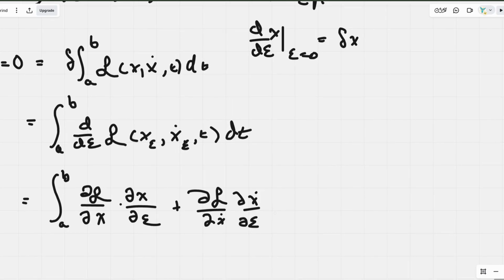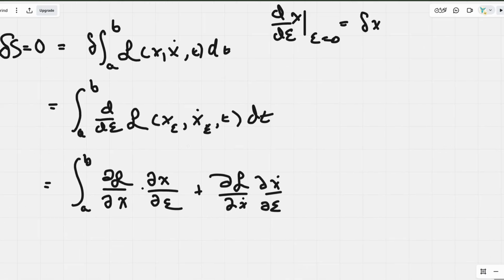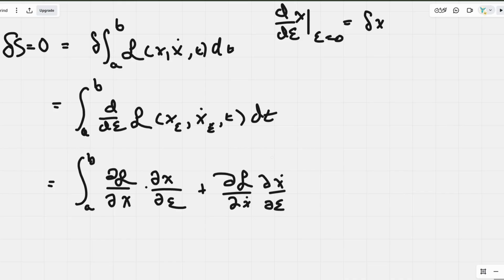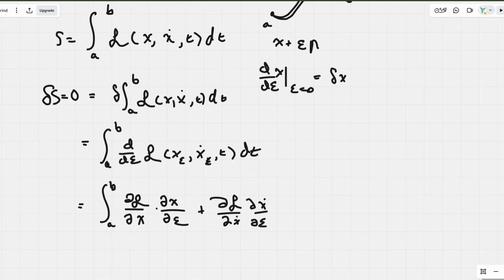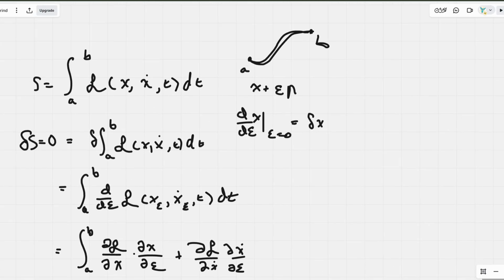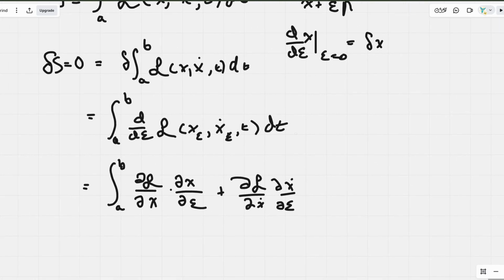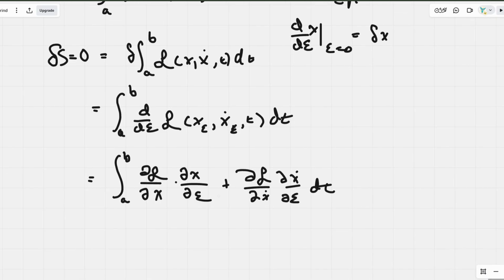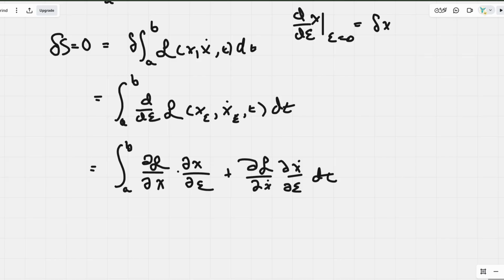and we're going to ignore the time term because time isn't going to be affected by our little change in epsilon. It's still going to end up at the same spots when t equals a and t equals b. So time isn't affected since we're only changing the path. So that term is just 0. And then if we evaluate it at epsilon equals 0, that's just the variance of x.